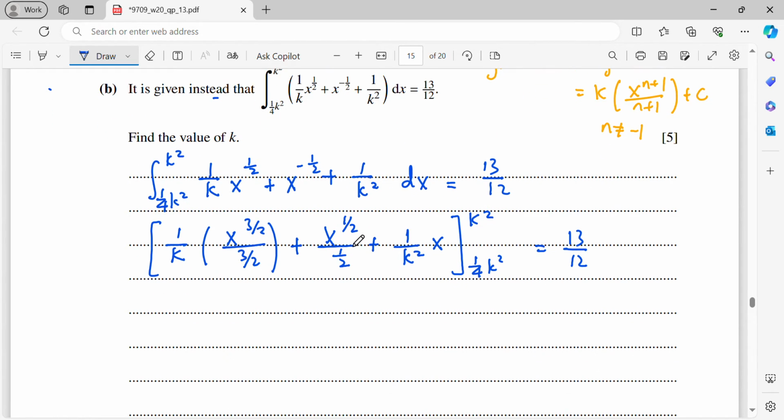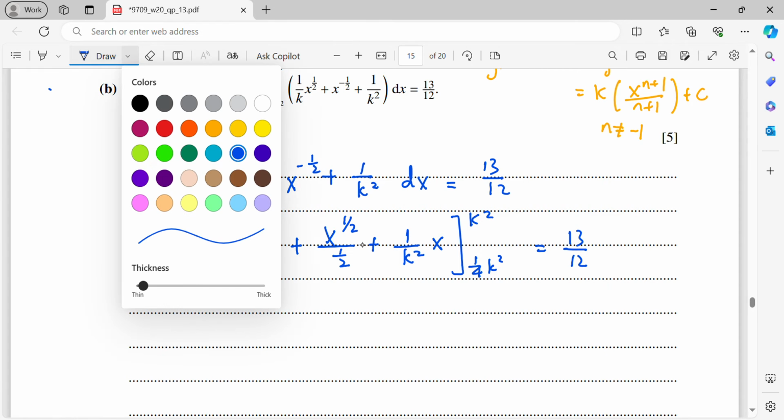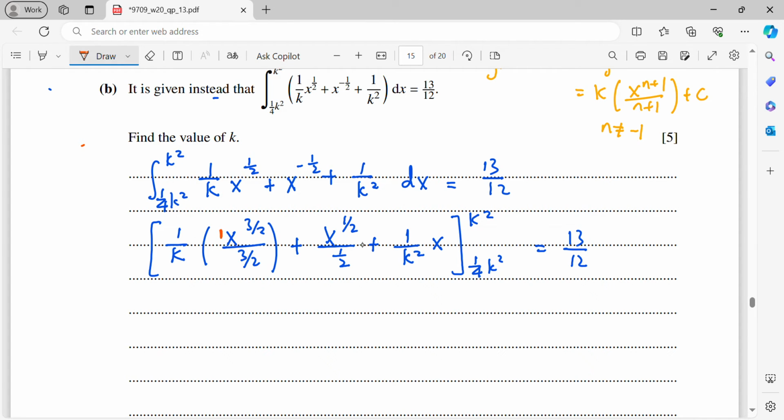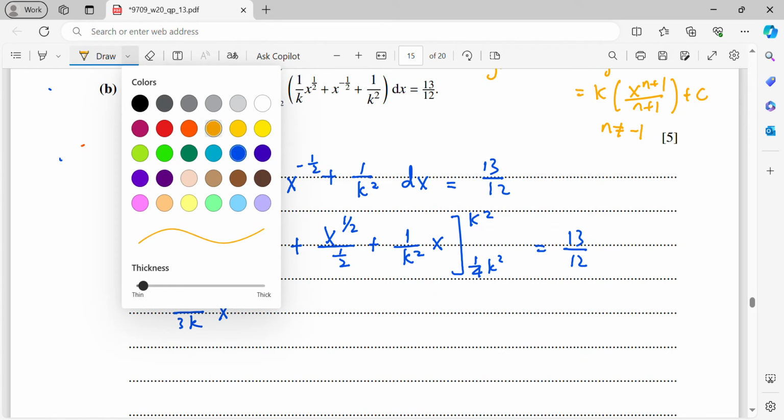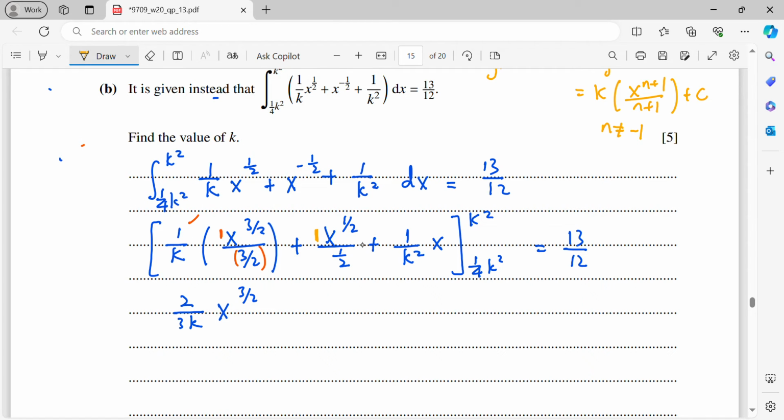Okay, now simplify first before we replace. So for the first term, here is 1 divided by 3 over 2. 1 divided by 3 over 2 is basically 2 over 3. So this 2 over 3 together with this 1 over k, I will get 2 over 3k, x to the power of 3 over 2. And then for the second term, this is 1 over half, which is basically 2. So I will write 2 square root x. Then plus 1 over k squared times x.